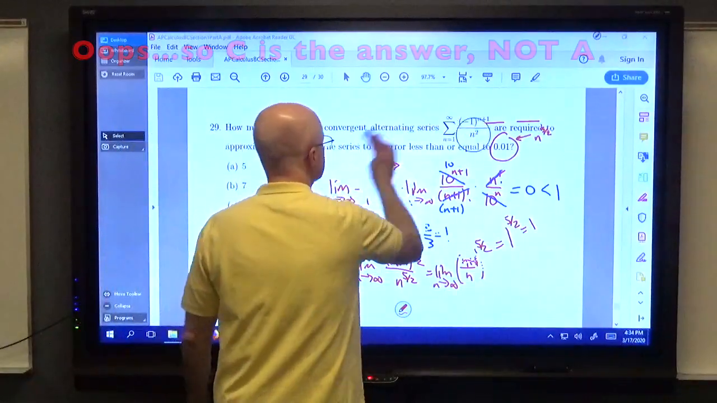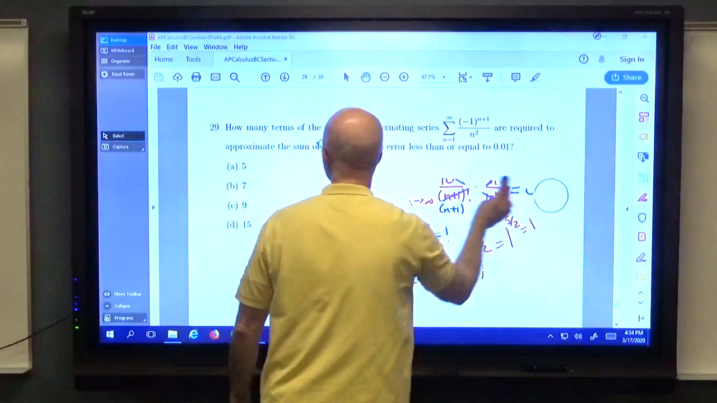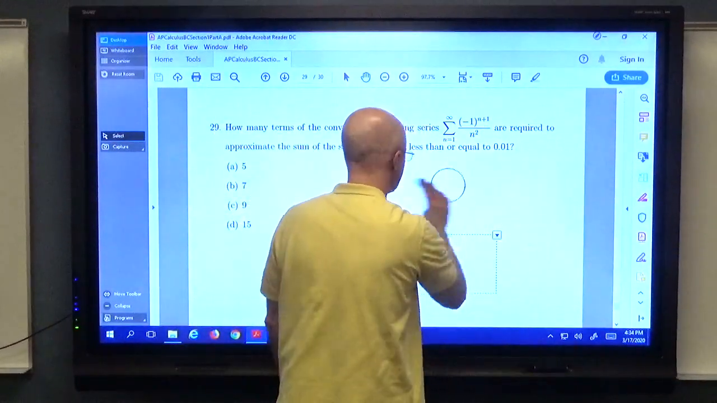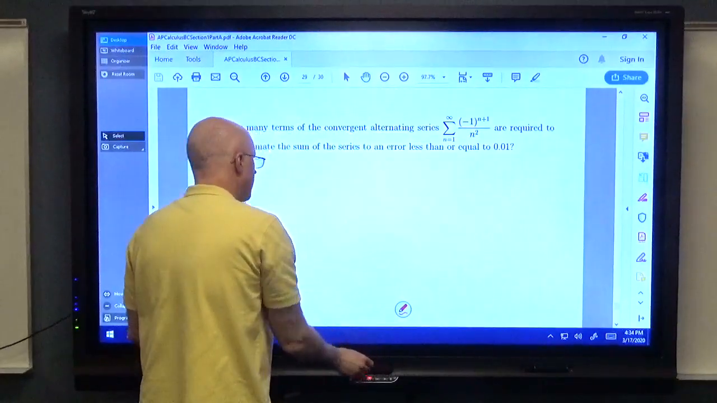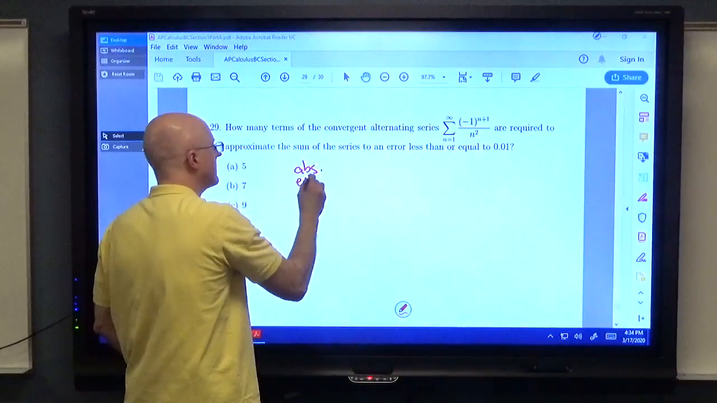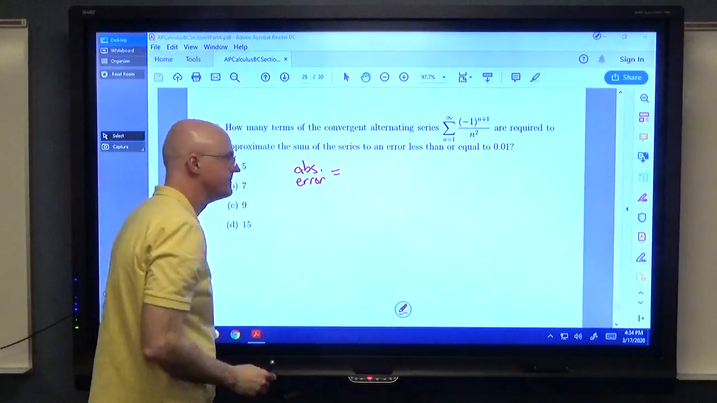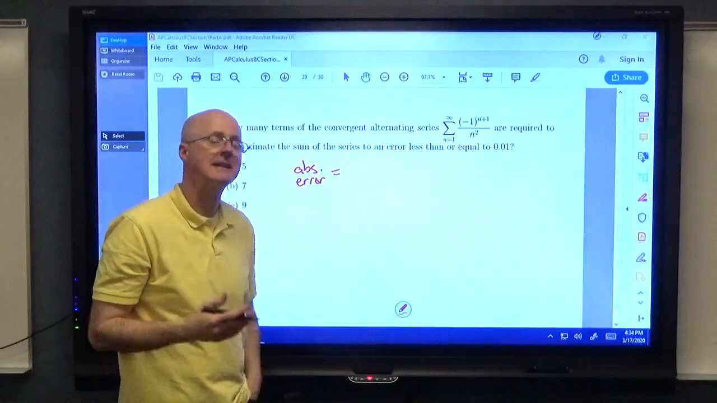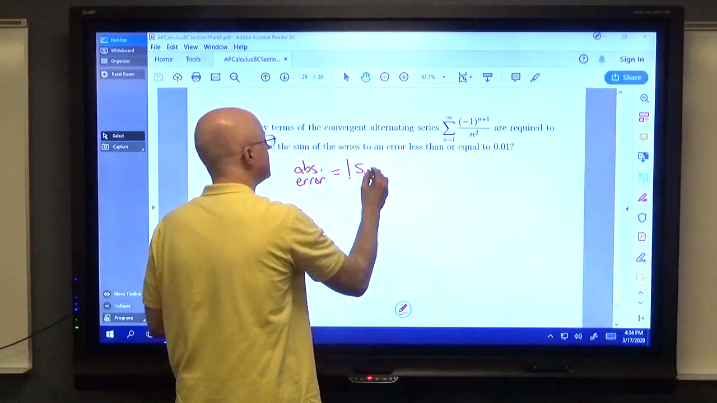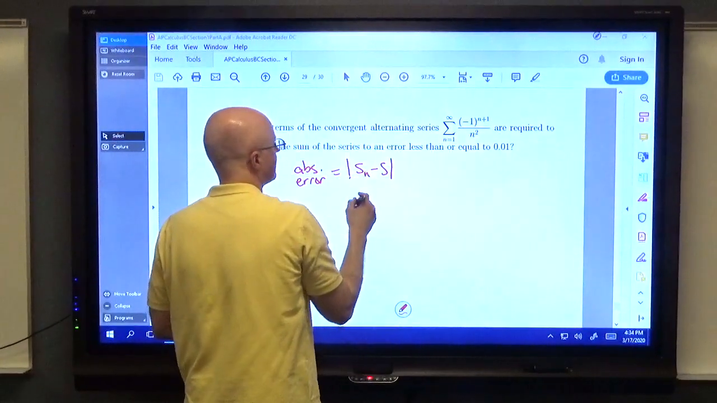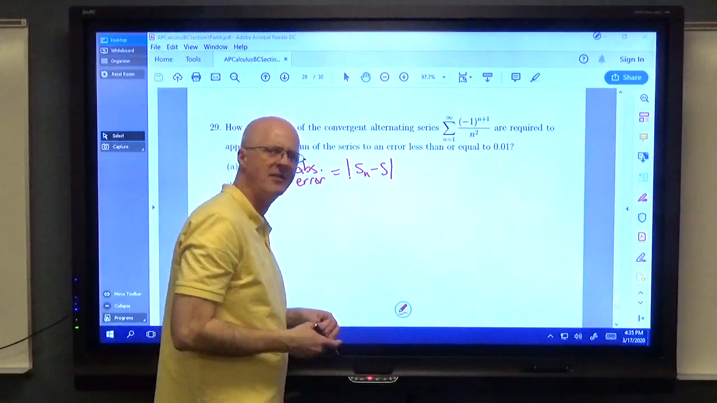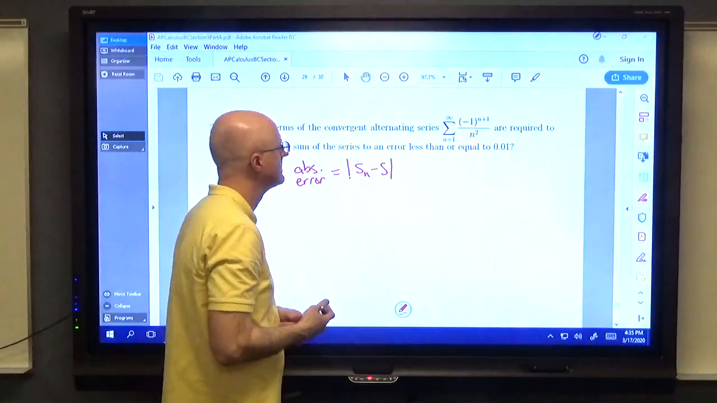How many terms of the converging alternating series that you see there are required to approximate the sum of the series to an error less than or equal to 0.01? The absolute error of an alternating series that satisfies the conditions of the alternating series test: think of S as being the sum of the series. Think of Sn as being the nth partial sum, the sum of the first n terms.